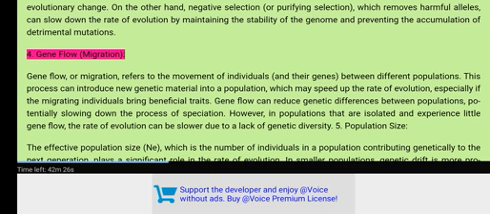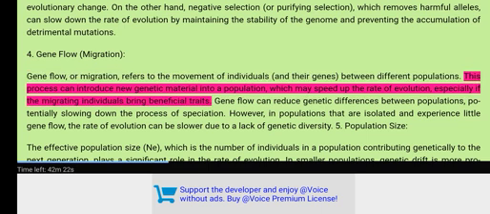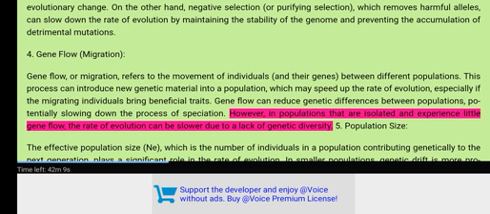4. Gene flow, migration. Gene flow, or migration, refers to the movement of individuals and their genes between different populations. This process can introduce new genetic material into a population, which may speed up the rate of evolution, especially if the migrating individuals bring beneficial traits. Gene flow can reduce genetic differences between populations, potentially slowing down the process of speciation. However, in populations that are isolated and experience little gene flow, the rate of evolution can be slower due to a lack of genetic diversity.